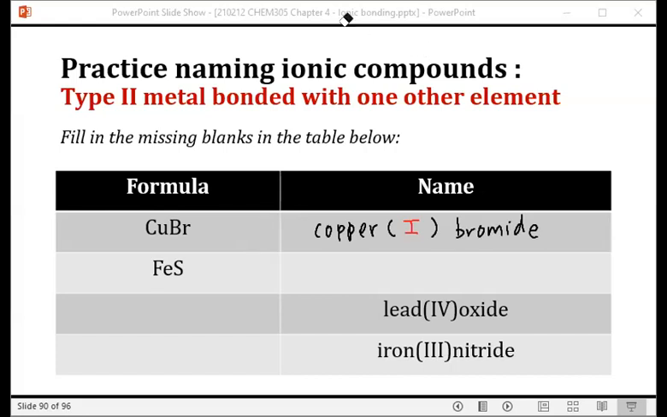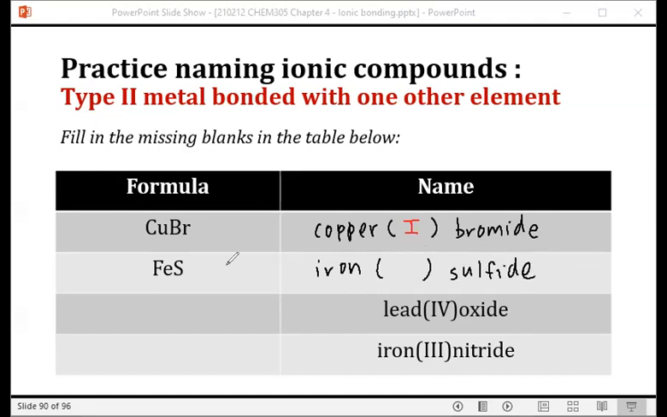Okay, next one. FeS. We just did this one on the last slide, except we took it from the name to the formula. So our metal is iron. It's a type 2 metal. It's in the middle of the periodic table. It's not one of those special type 1s, so it's going to get Roman numerals. And then our anion is the ion of sulfur, so we call that sulfide.